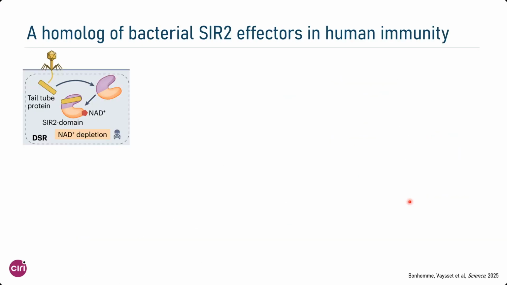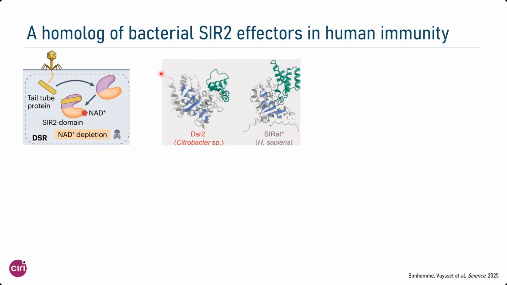recent beautiful work from the lab of Aude Bernheim and Enzo Poirier showed that other components of bacterial immunity can be found throughout the tree of life. An example is that of the sirtuin domain that I showed previously. This sirtuin domain in the DSR defense system is responsible for depleting the essential molecule NAD. Actually, this enzyme has structural homologs, including in the human genome. And this was a very big discovery because it suggested that this human protein that was named SIRAL might have an immune function in eukaryotes as well.